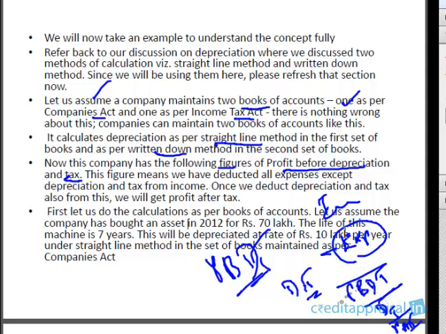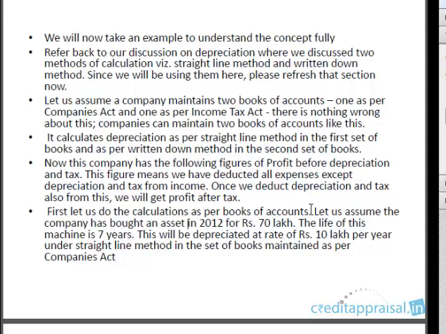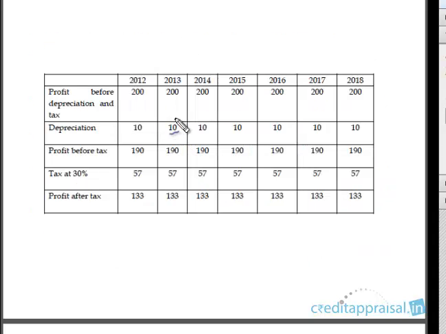So let us see the profit before depreciation and tax from this figure. Here you can see that the company's profit before depreciation and tax is 200 lakhs. This is for a 7-year period from 2012 to 2018. The company is expected to make this profit, or let us assume these are all actual figures, right? So the profit before depreciation and tax is 200.